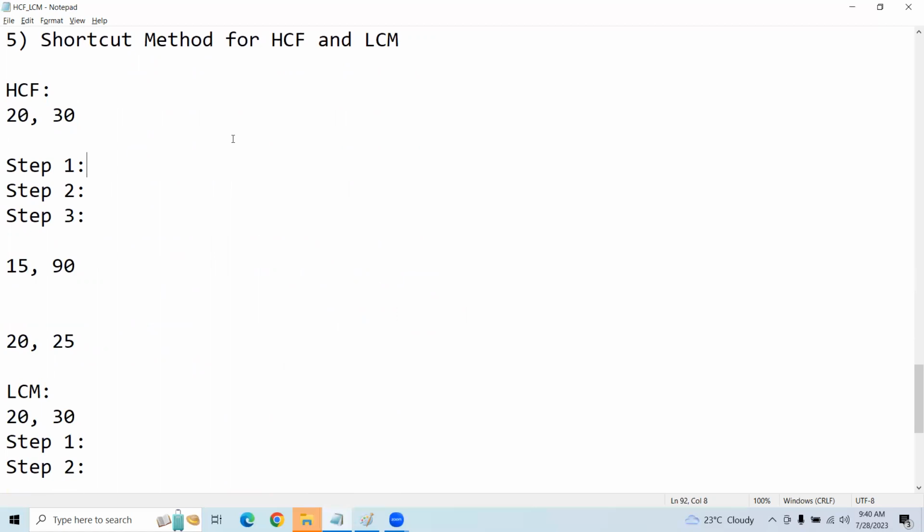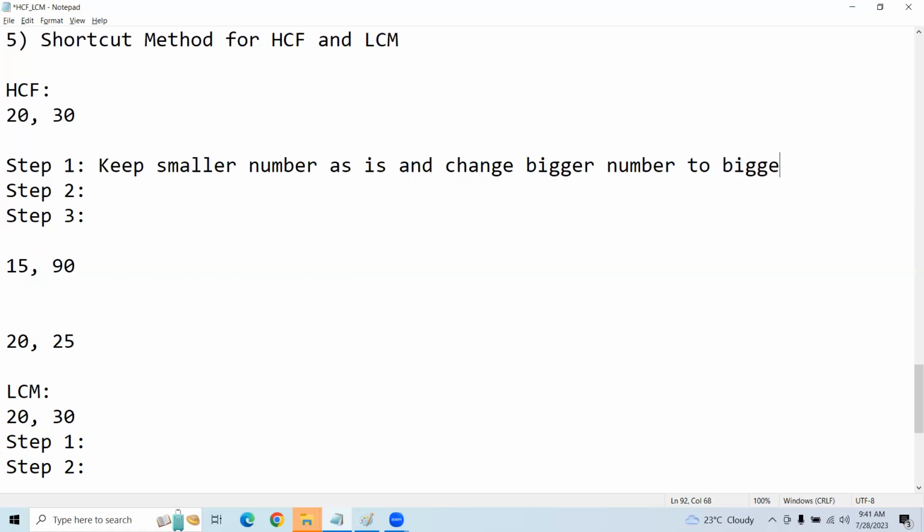So which is the smaller number? Which is the bigger number? 20 is smaller, 30 is bigger. So keep the smaller number as it is, and change the bigger number to bigger minus smaller. Okay, so you have to keep the small number as it is, like 20 as it is, and the bigger number you have to change it to 30 minus 20. Now in step 2, what you have to do?